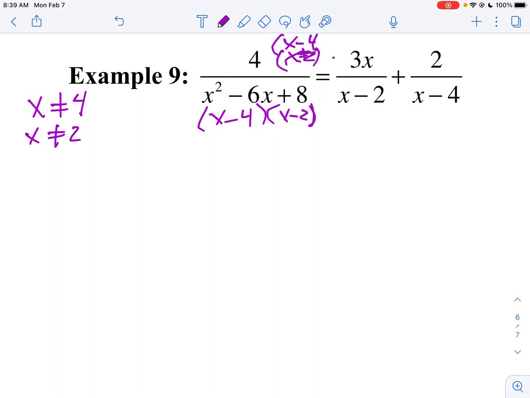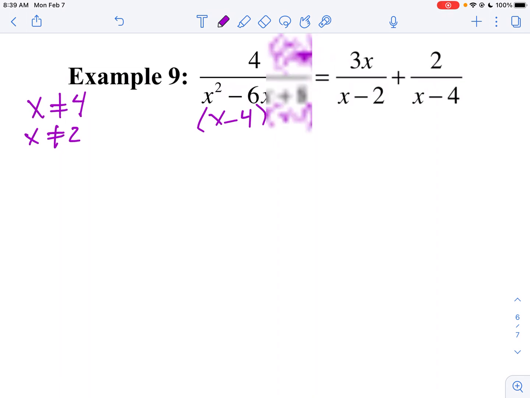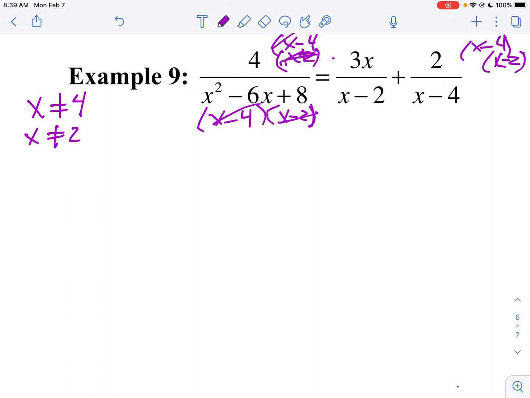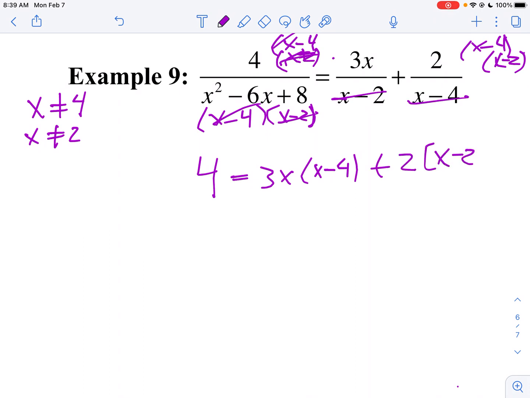So I get x minus 4 over here because my x minus 2s are going to reduce. I'm just going to write it over here. x minus 4 and x minus 2. So now what happens is my x minus 4s reduce. My x minus 2s reduce, so I get 4 on the left-hand side. The x minus 2s reduce, so you get equals 3x times x minus 4. My x minus 4 is reduced, so I get plus 2 times x minus 2.